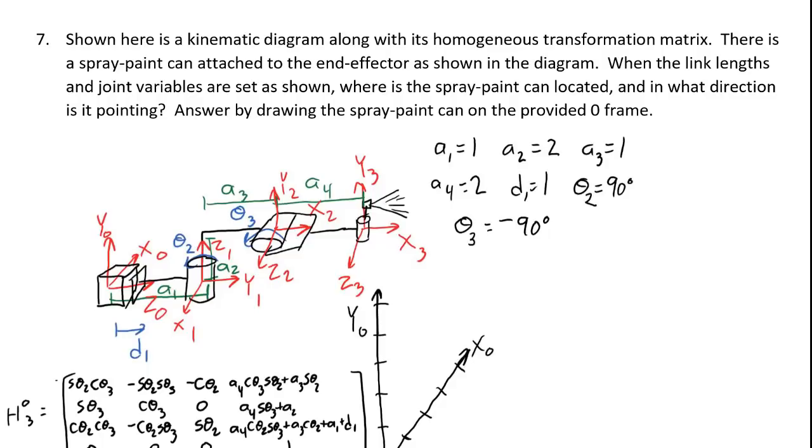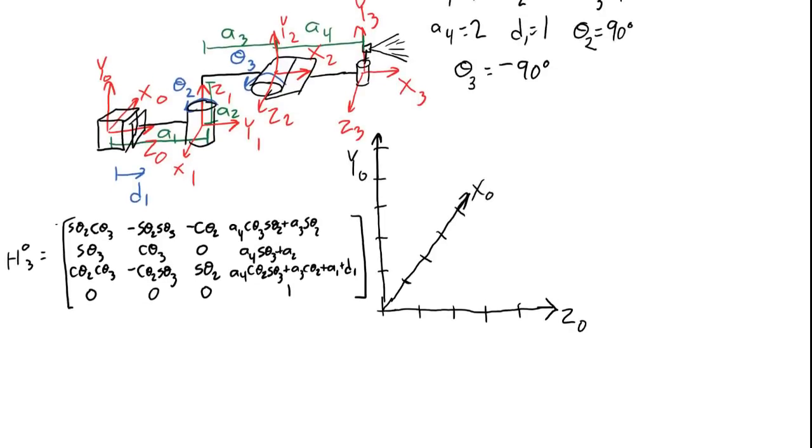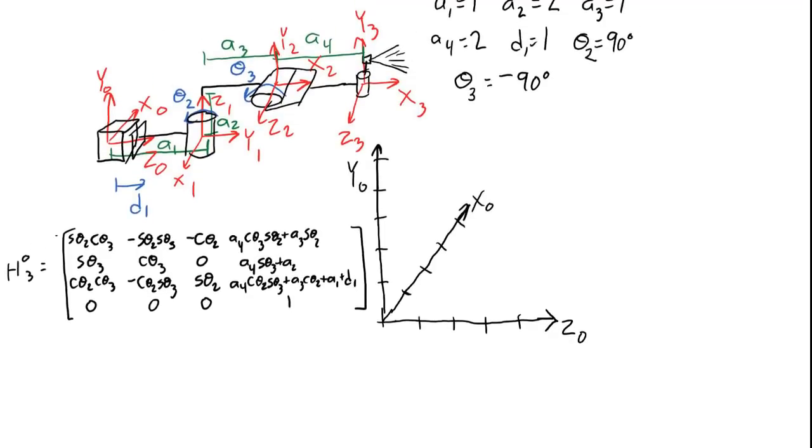The first thing I want to do is figure out where the spray paint can is located. I can do that by using the homogeneous transformation matrix. We know that this part of the matrix is the displacement vector. It's telling us where the center of the 3 frame is located relative to the 0 frame. So I'm going to take the numbers given here and plug them into these 3 values. The first value tells me my x position, the second value the y position, and the third value the z position.